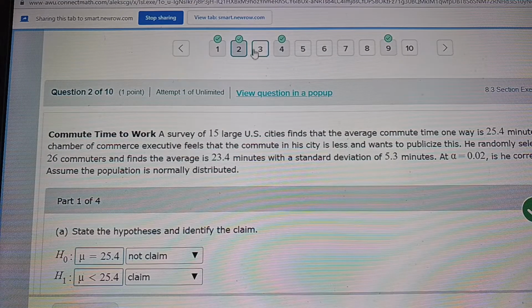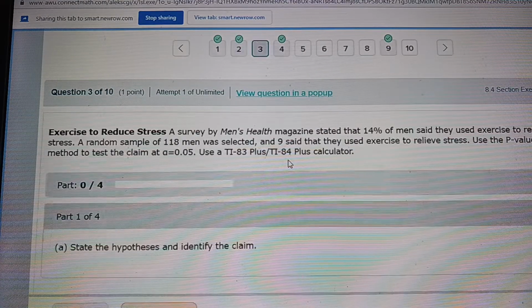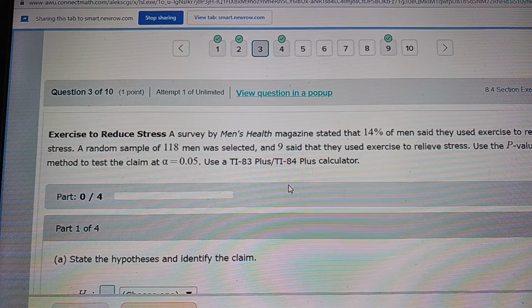Or maybe we're going to do the 1 prop. Yeah, we have this first. So this is the 1 prop z-test because now we've switched to proportions. 14% of men said they used exercise to reduce stress. But maybe somebody doesn't believe that that's true anymore. So they take a random sample of 118 men, and they ask them yes or no: does that help you relieve stress? 9 said yes. Alpha is 0.05.